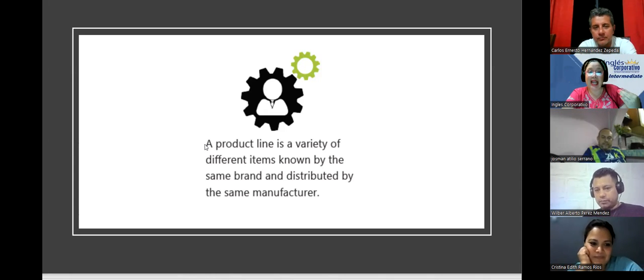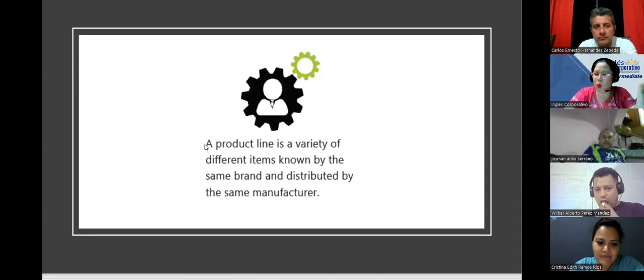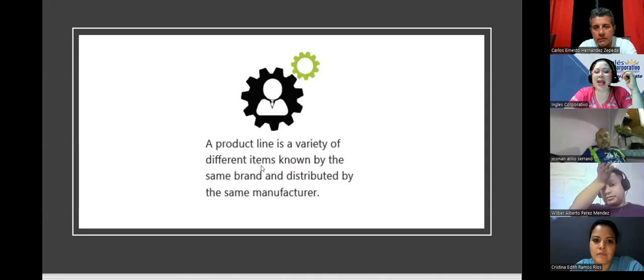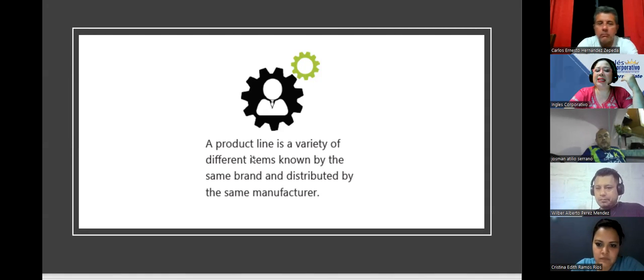And we're going to see now the way to pronounce some words. For example, this one, variety, variety, okay? Variety, variety, okay? A product line is a variety of different items, known by, esta palabra es by, meaning by, the same brand and distributed by the same manufacturer. Okay, Carlos Ernesto, please read this definition.